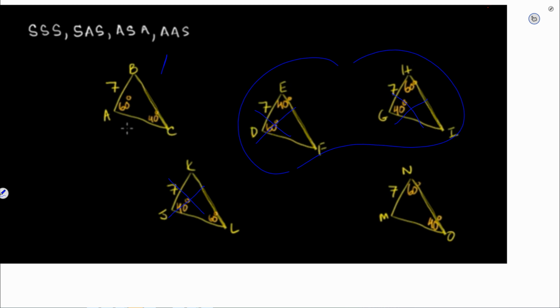So be careful with that as you go to name equal parts, that they match up with the, in this particular one, 60 degrees, 60 degrees. Empty, empty, 40 degrees, 40 degrees.